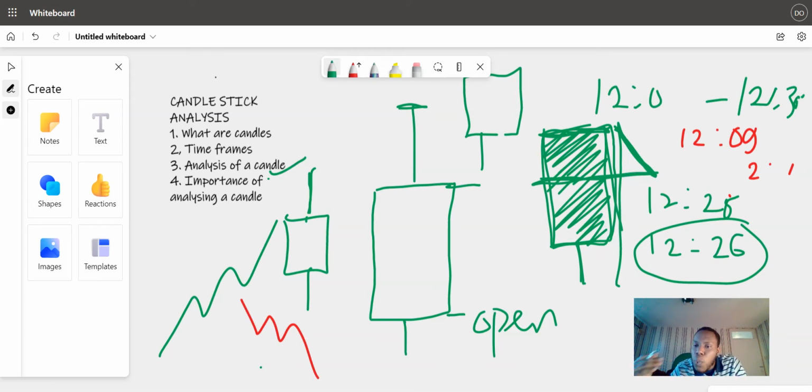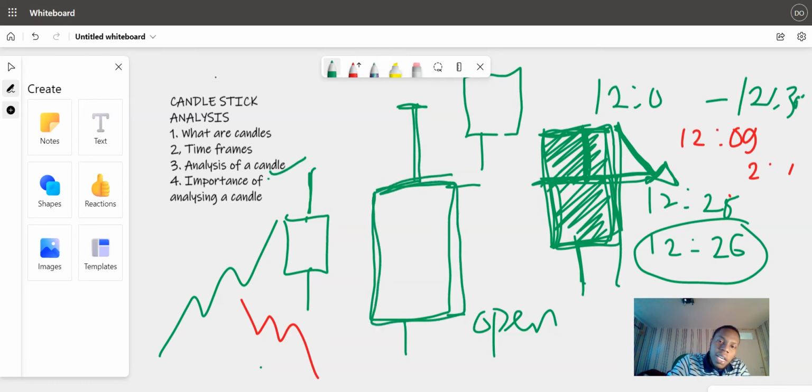Remember I said any weakness forms a shadow. So the buyers came and dragged the market downward to this low. So we only have this formation now as a body and this formation, leaving us with what is called a shadow. This is why we have this candle this way.